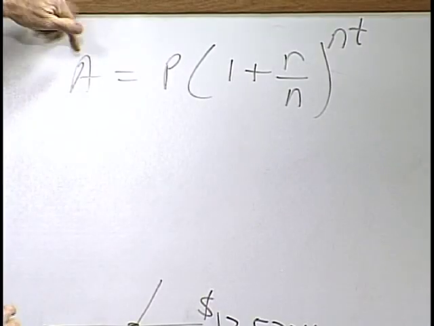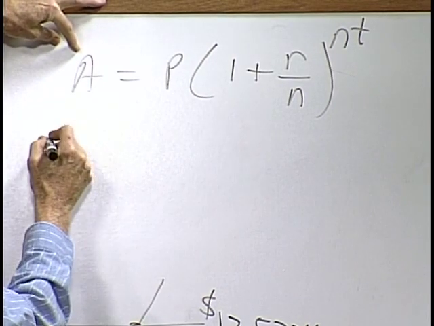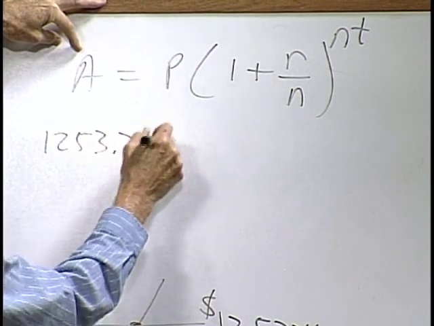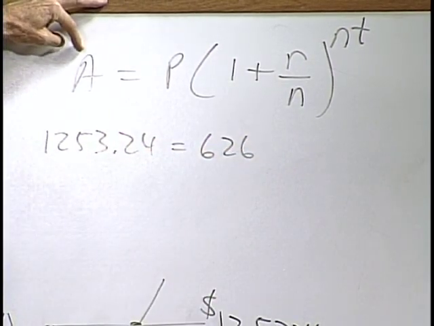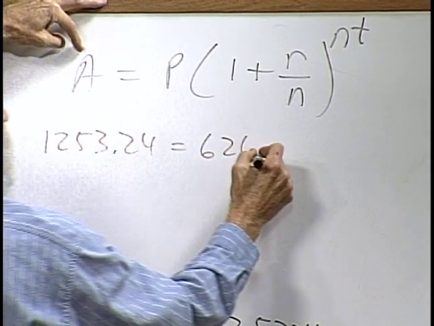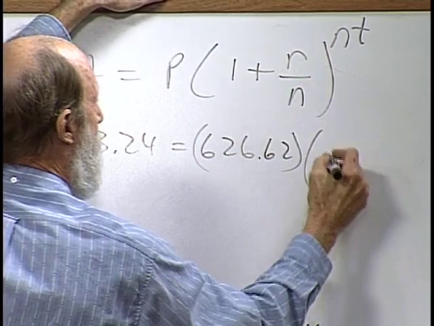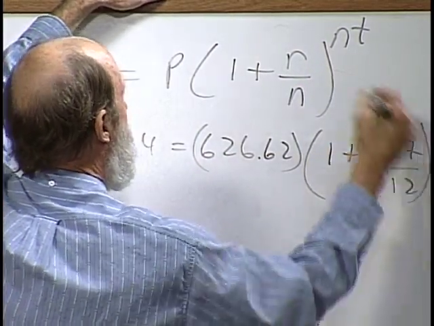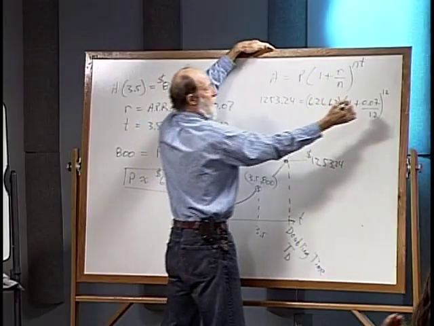What we're trying to do is double the initial amount here. So we want this value to be 1253.24, and we started out with 626.62 after we did this initial problem. And then we had numbers going in here, 1 plus 0.07 divided by 12 raised to the 12. And then now, look at my exponent up here.